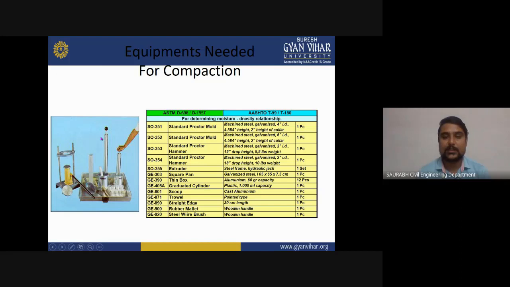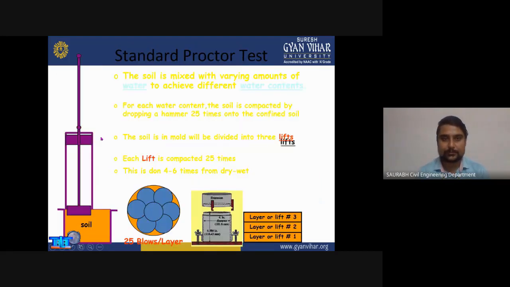As you can see here, first is the standard proctor mold, which is required, one piece. Standard proctor hammer will be required, one piece. Extruder will be required, one set, and square pan will be required, one set. Tin box will be required, 12 pieces. Graduated cylinder will be required, one piece. Scoop will be required, one piece, and trowel will also be required, one piece. And these are the equipment which is needed for doing the compaction of a soil.